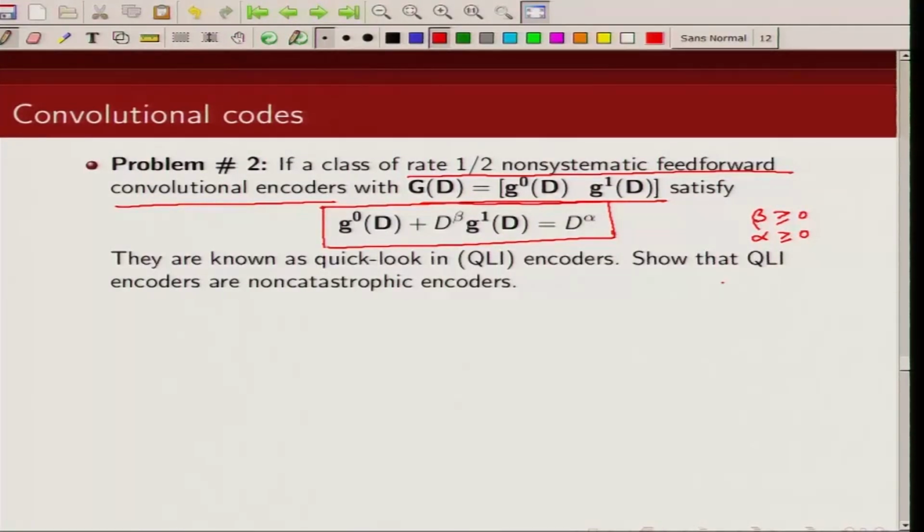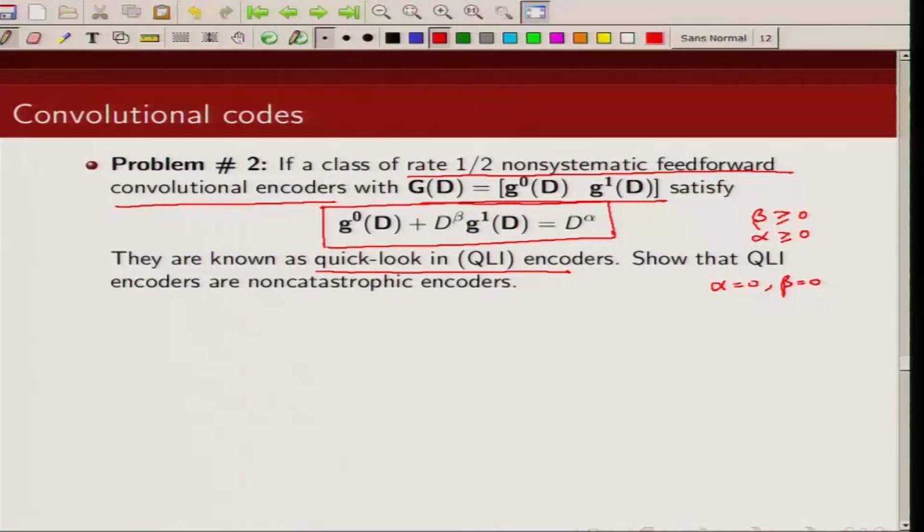Now, just take a simplified case. Let us say alpha is 0, beta is 0. So, what does it say? It says G0 of D plus G1 of D is 1. So, then, looking at these generators, I can essentially find out that this encoder has a very simple encoder inverse, which is just 1 and 1, if alpha is this. So, these are known as quick look in encoders.